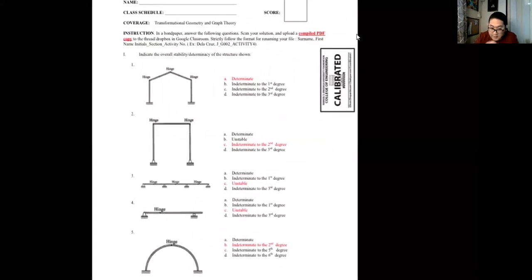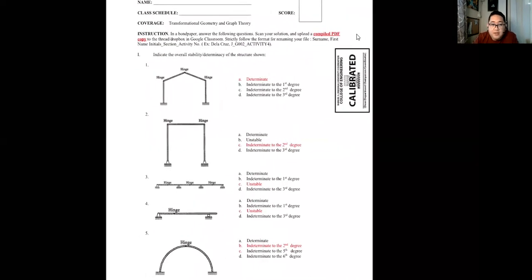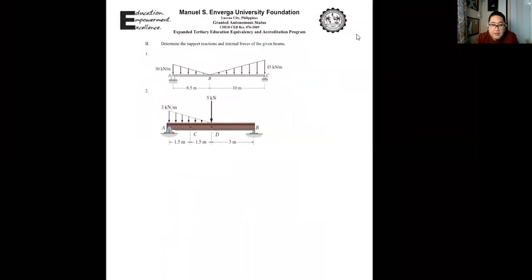Okay, so for this one, we will answer yung prelim natin. So basically, yung part 1, which is yung identification of stability or determinacy, is different for each student kasi gumawa ako ng 15 sets for that. So sasagutan natin yung lahat ng external, internal, tsaka overall stability niya for each structure. And then for part 2 or problem solving, the same problem is given to all students, no?